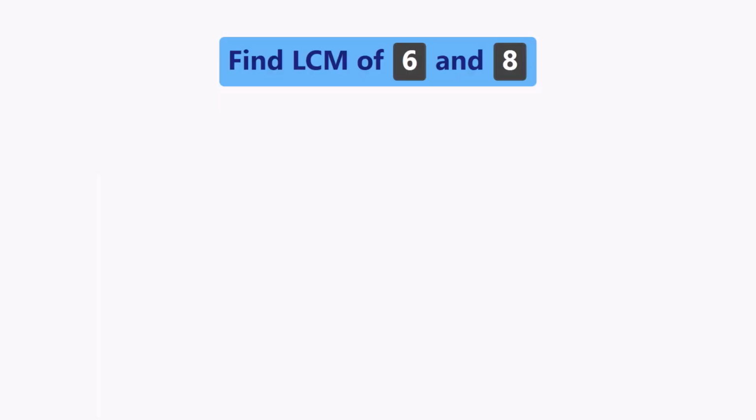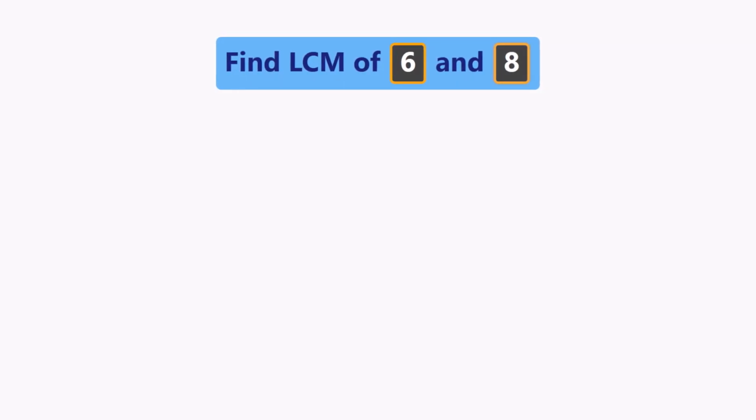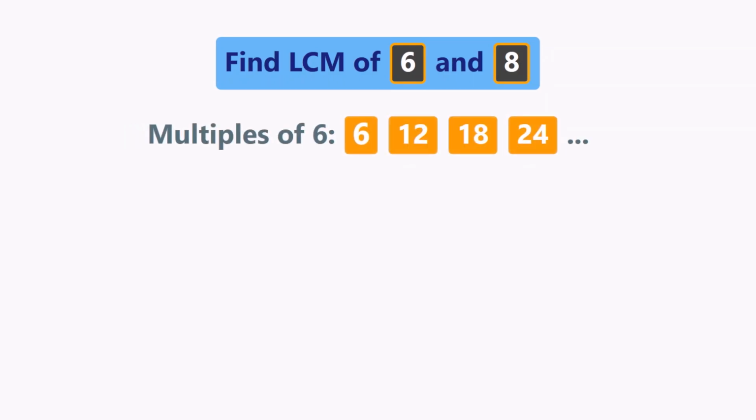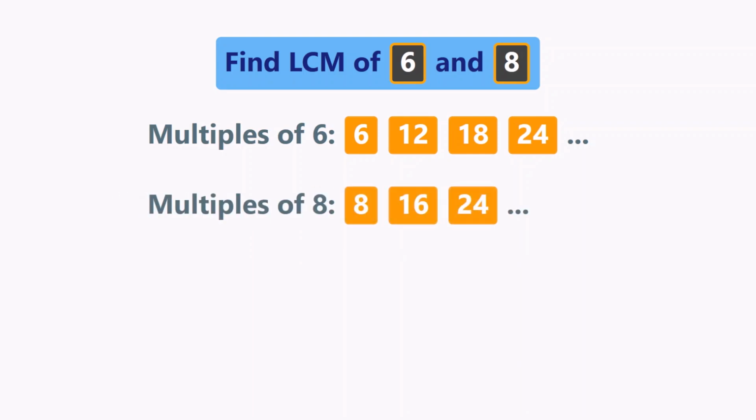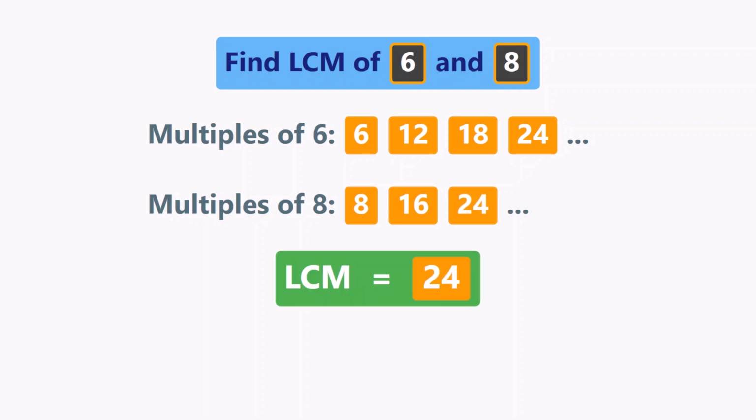Let's find the LCM of Amelia's 6-day cycle and Ben's 8-day cycle. Multiples of 6 are 6, 12, 18, 24, and so on. Multiples of 8 are 8, 16, 24, and so on. The smallest common multiple is 24. The earliest they can have the party is on day 24.